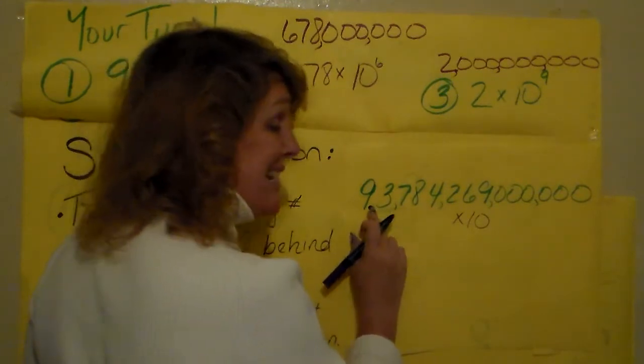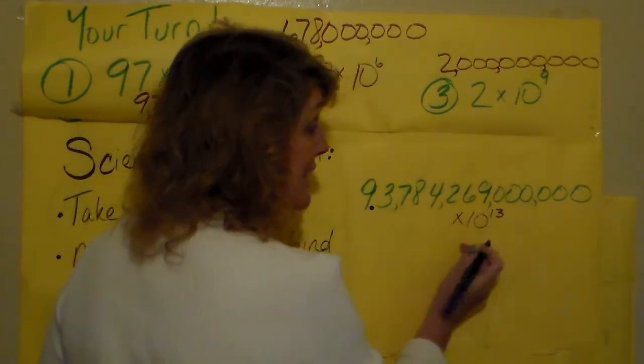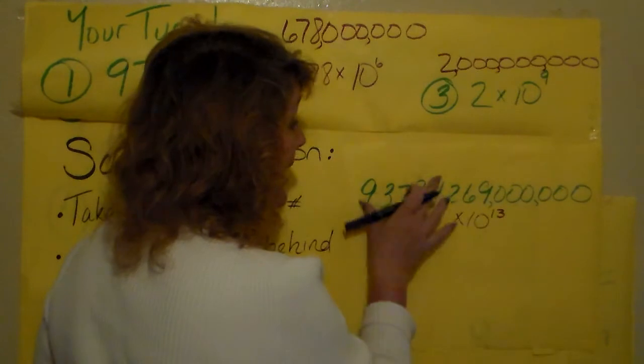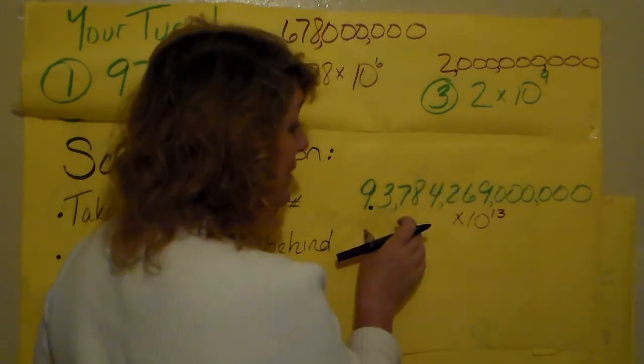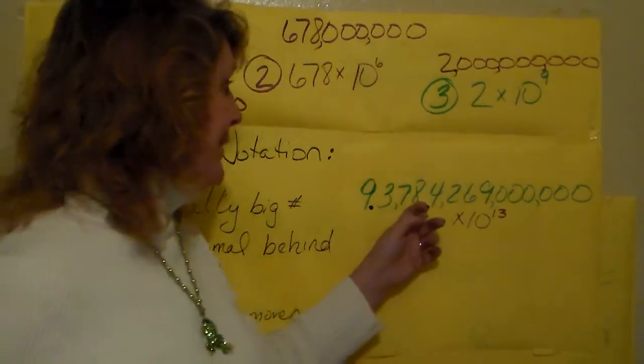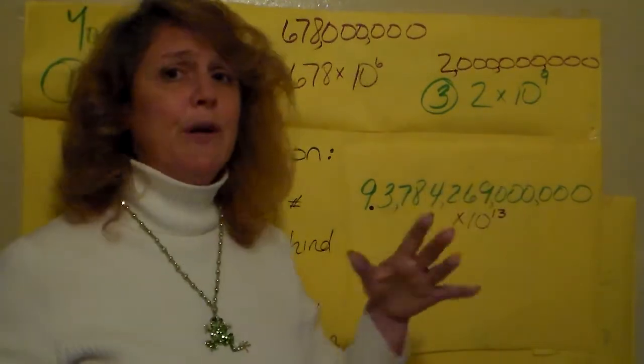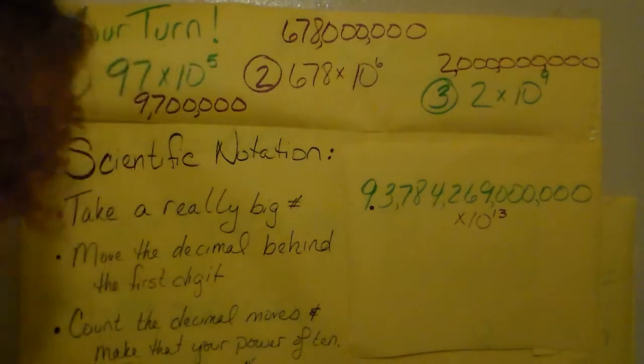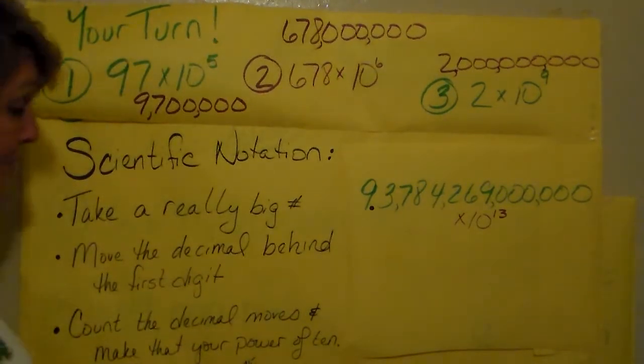I moved it 13 places, 10 to the 13th. And now I want to bring this number down here. But I don't want to bring the whole number because this is a really long number, and this is really small decimal stuff. We don't care that much. What we want to do is round off to the hundredths place.